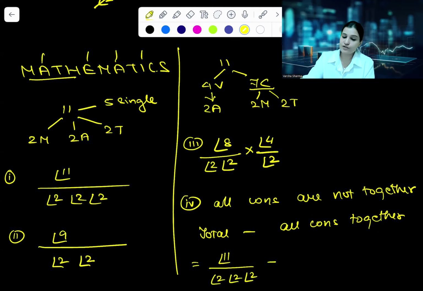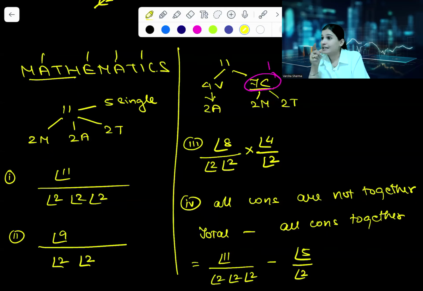Now I don't want the consonants to be together. So we form a bundle of the consonants together. So four vowels and this bundle are a total of 5 factorial. Now in those 5 we have counted four vowels, which means two A's, so that is the repetition. Now we counted the consonants as one bundle. So within the bundle, they can arrange among themselves in 7 factorial ways. Now, as I wrote 7 factorial, those 7 have two M's and two T's. Clear?